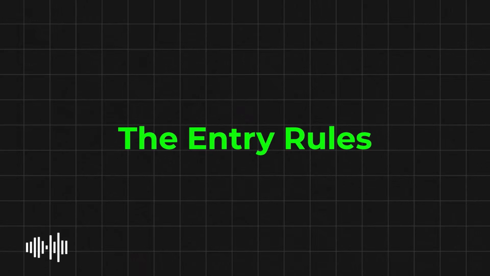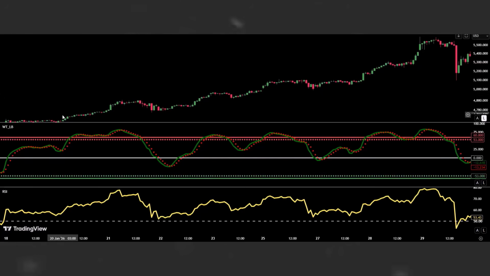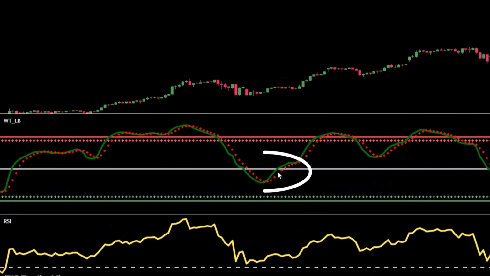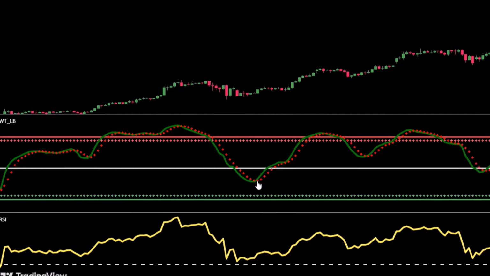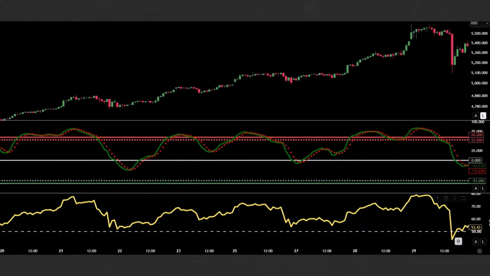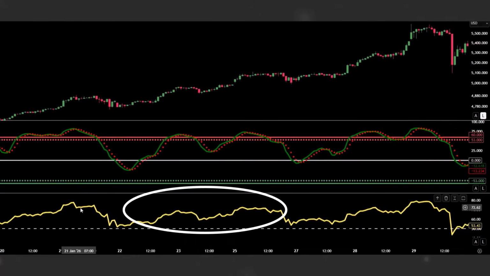The entry rules. Let's define our exact entry rules. For a buy setup, we'll look for 3 clear conditions. First, the wave trend lines need to be in a lower area, showing that the market has dropped and is stretched. Second, we wait for the fast main line to cross above the signal line, which acts as our trigger. Third, and this is the most important part, we check the RSI. We need the RSI to be above the 50 level.